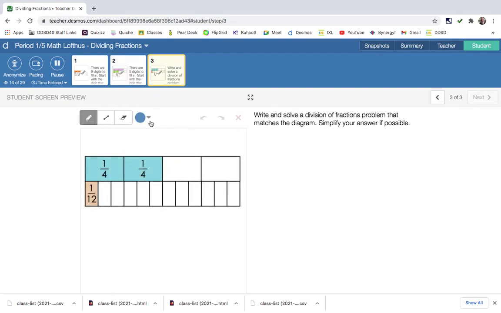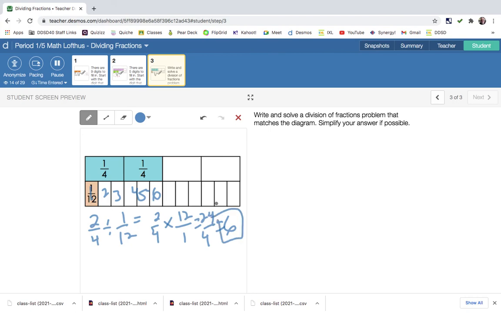And the last one, it just says write and solve the whole thing. So this is 2/4 divided by 1/12. That's the same as 2/4 times 12 over 1. That's 24/4, and that's 6. So we should be able to see 1, 2, 3, 4, 5, 6. And so that 6 makes sense to us. 2/4 divided by 1/12.